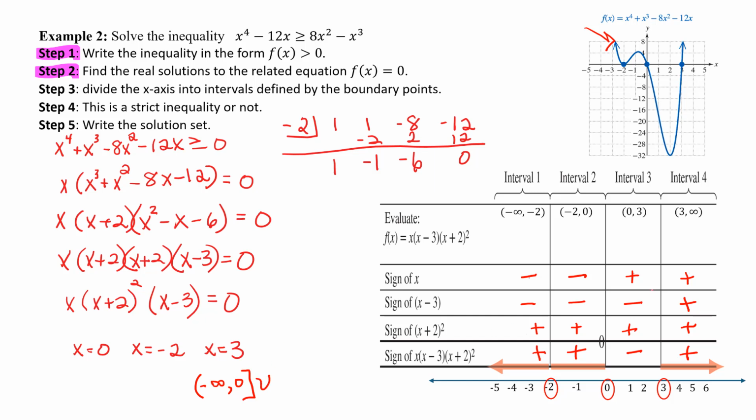And then the other interval where it is positive is going to be 3 to infinity, and we're going to include 3 because it's allowed to equal 0. And so this would be the solution set for this polynomial inequality.